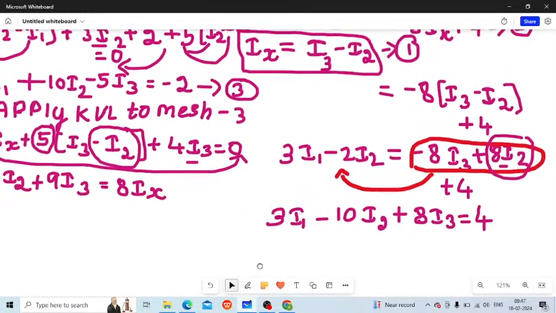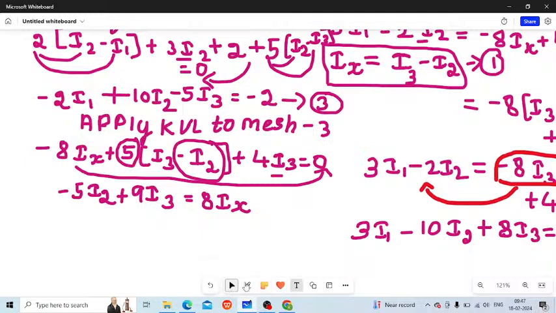Okay. So now here also we have to do the same procedure. I'm sorry, please wait. Yes. What is that same procedure we are doing? That we are substituting here. There's 8 into i2 minus i3.